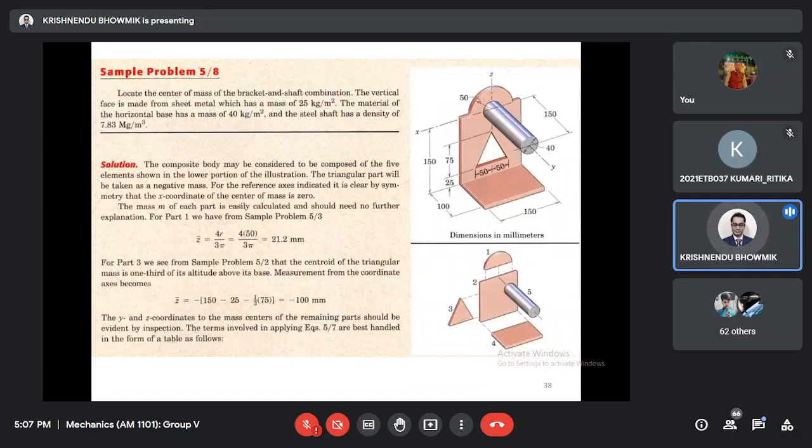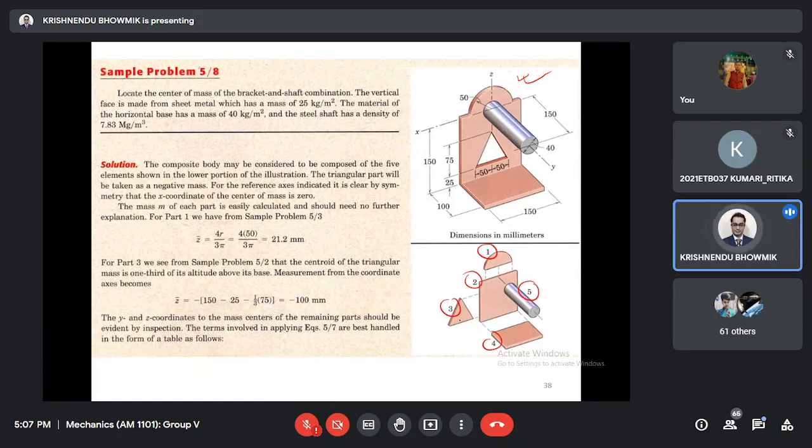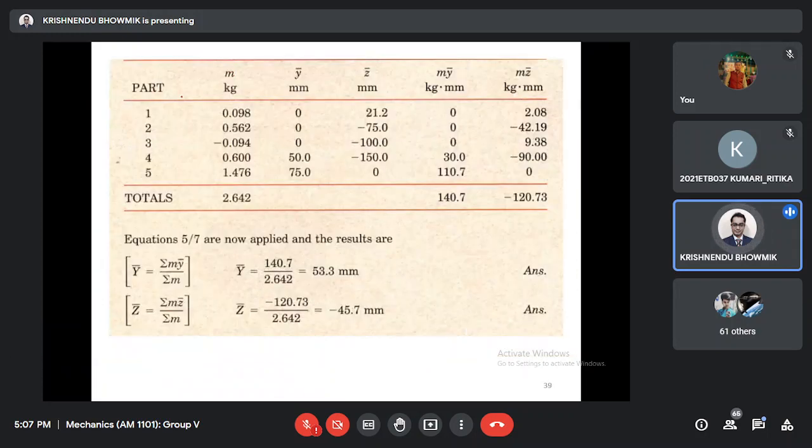Next, I have this more complicated geometry. So I can split it into 1, 2, 3, 4, 5. Out of this, only this is minus. If I use this 1, 2, 3, 4, 5, this is the mass, this is negative, with y bar, z bar for each.